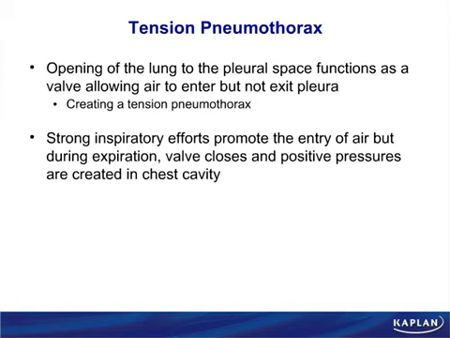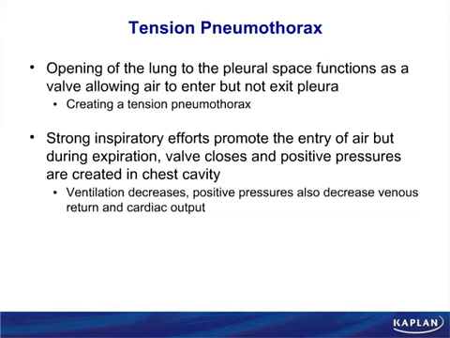All right, interpleural pressure becomes positive in a tension pneumothorax. We are trapping the air in the interpleural space. Ventilation is going to go down on the side of the tension pneumo because I have a positive interpleural pressure, which is going to tend to compress the small airways.